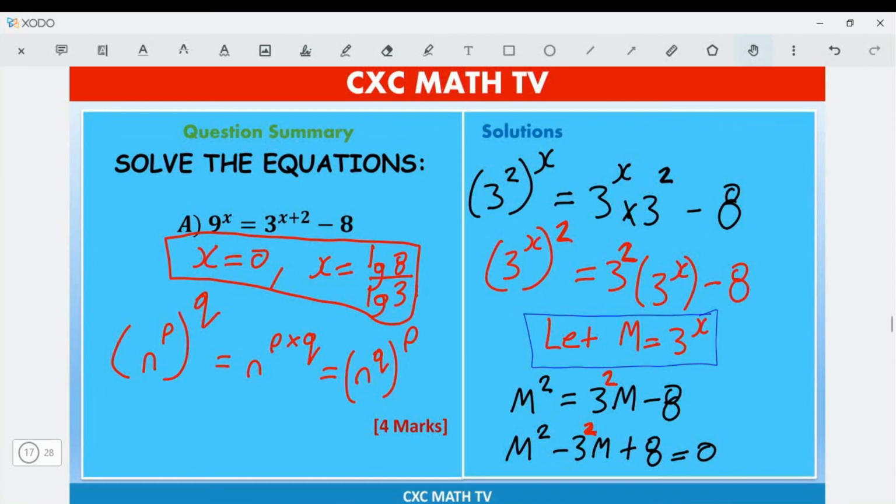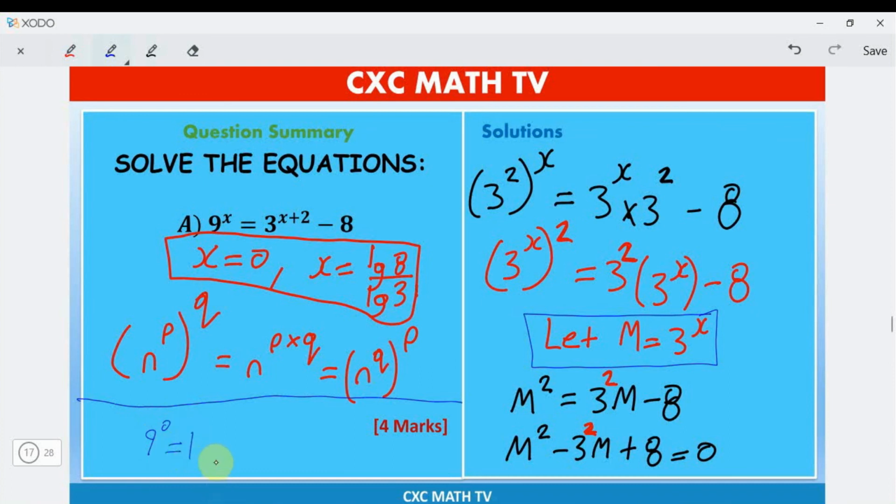Now, I'm going to verify with one of them, when x is 0. When x is 0, for example, look at it: 9 to the 0 is 1. And on the right side, 3 to the 0 plus 2 minus 8 would be 3 squared, which is 9, minus 8, which is 1. Notice that when x is 0, both sides of the equation give us 1. So x equals 0 is true. So this is indeed our answer.